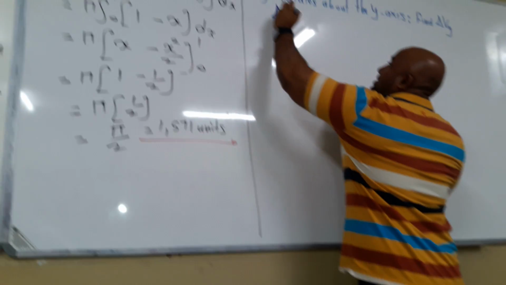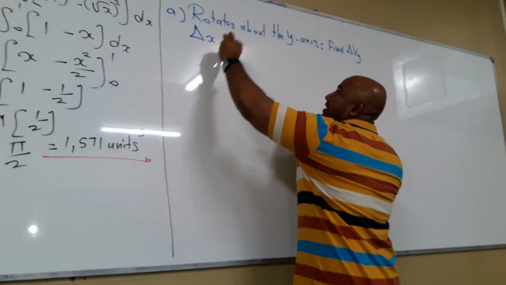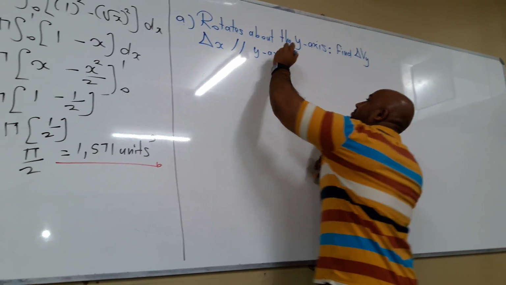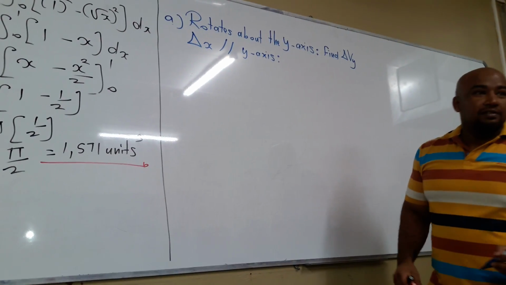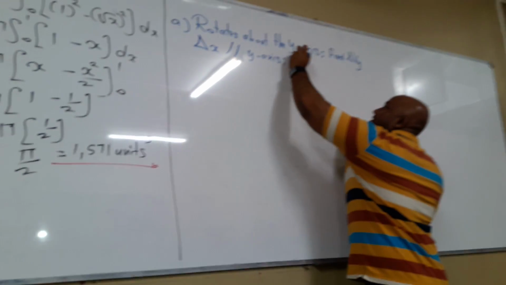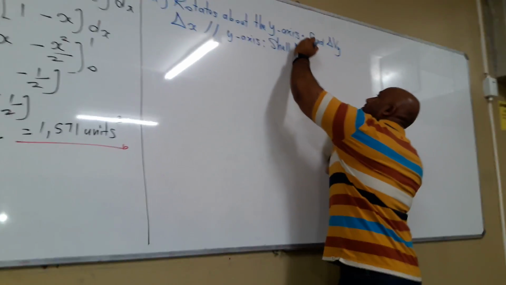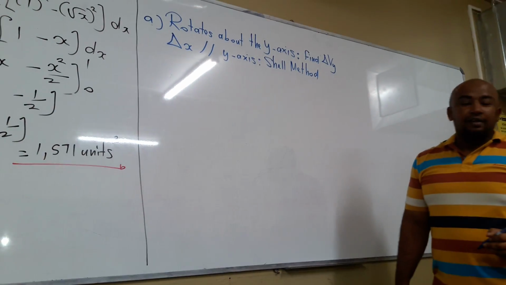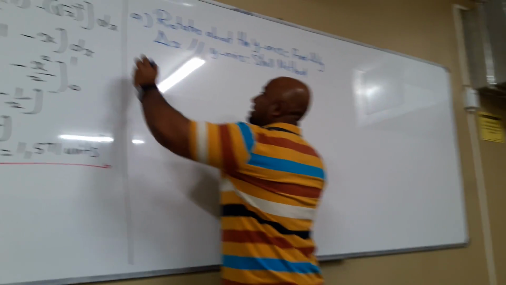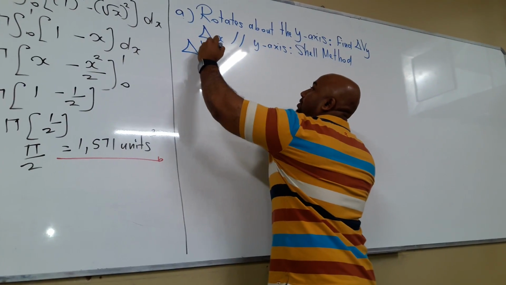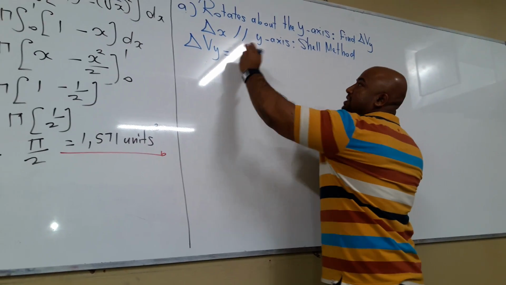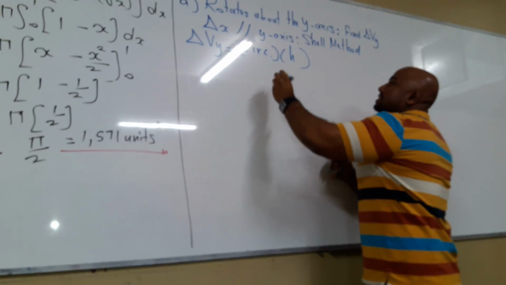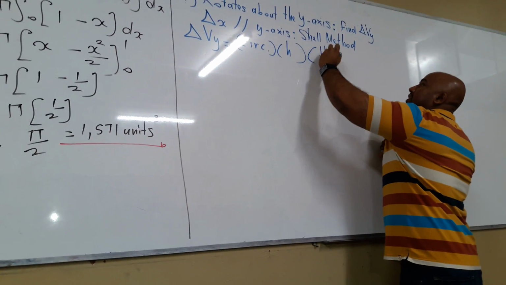So delta x is parallel to the y-axis. If it is parallel, we will be using the shell method. Okay. Now what is the shell method? Let's write it down. Delta Vy, the shell method is circumference times the height times the thickness.